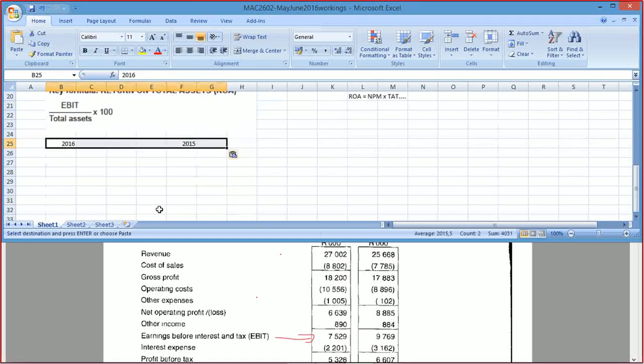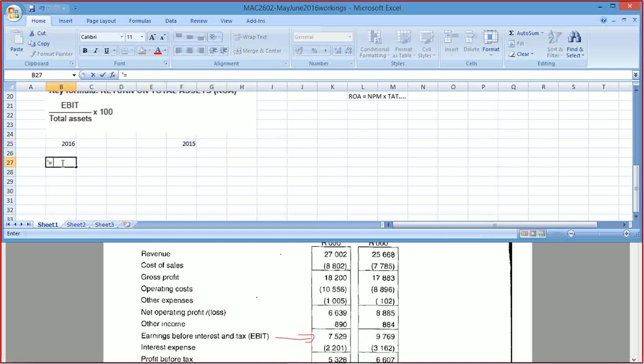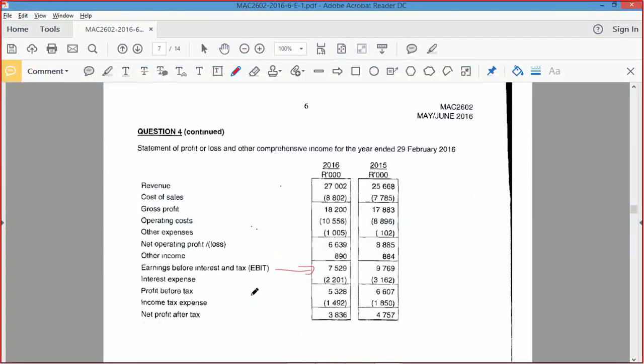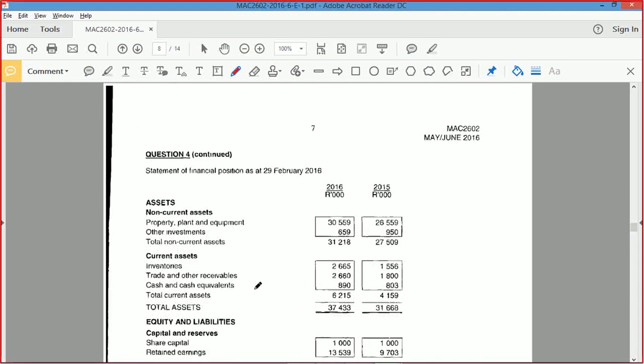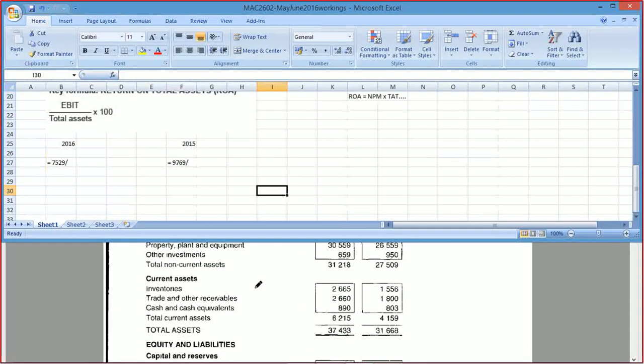2 calculations for each year, 2016, 2015. It's EBIT. So 2016's EBIT is 7529. Divide by the assets. I'll go get the assets just now. Let's just put in the other one as well. 2015's EBIT is 9769. Then let's scroll down and get the total assets. There, the total assets, 37433.